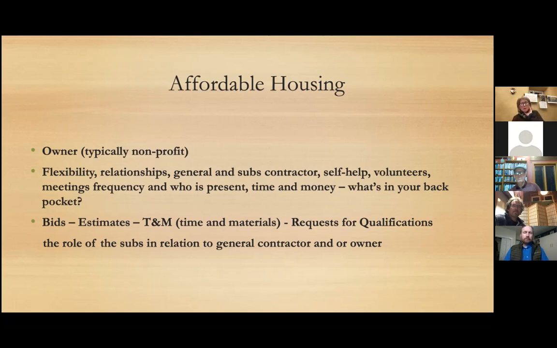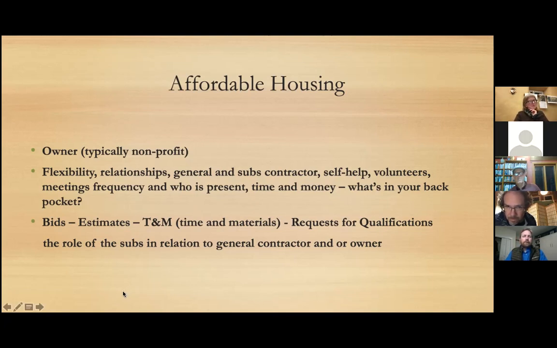work that out. So the role of the subs in relation to the general contractor and owner is really, really important. And as project manager, it's up to you, I think, to know when it is best to get a very, very strict bid on something, and when you understand that estimates and time and materials can work better.